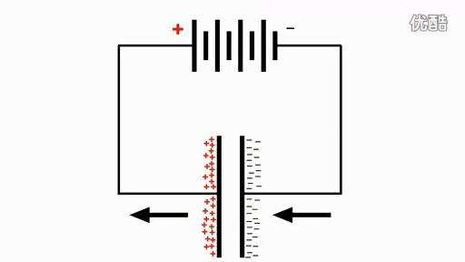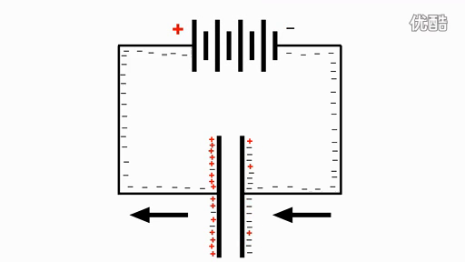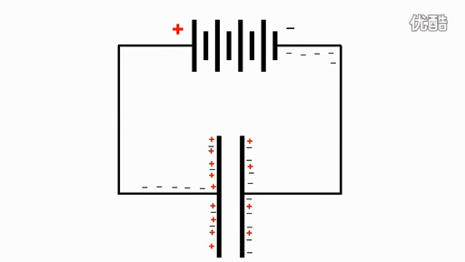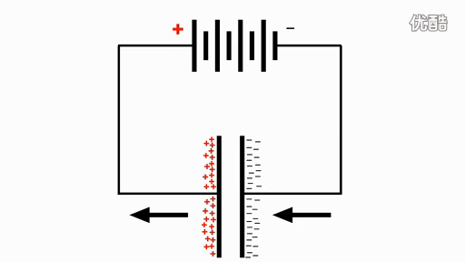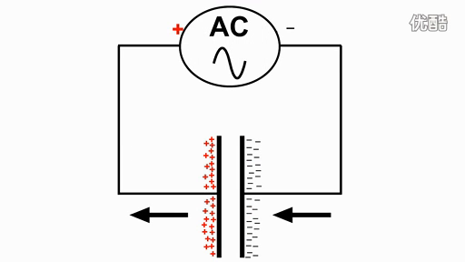I hope this demonstration clears up some questions about capacitors being able to block DC and capacitors being able to pass AC current.